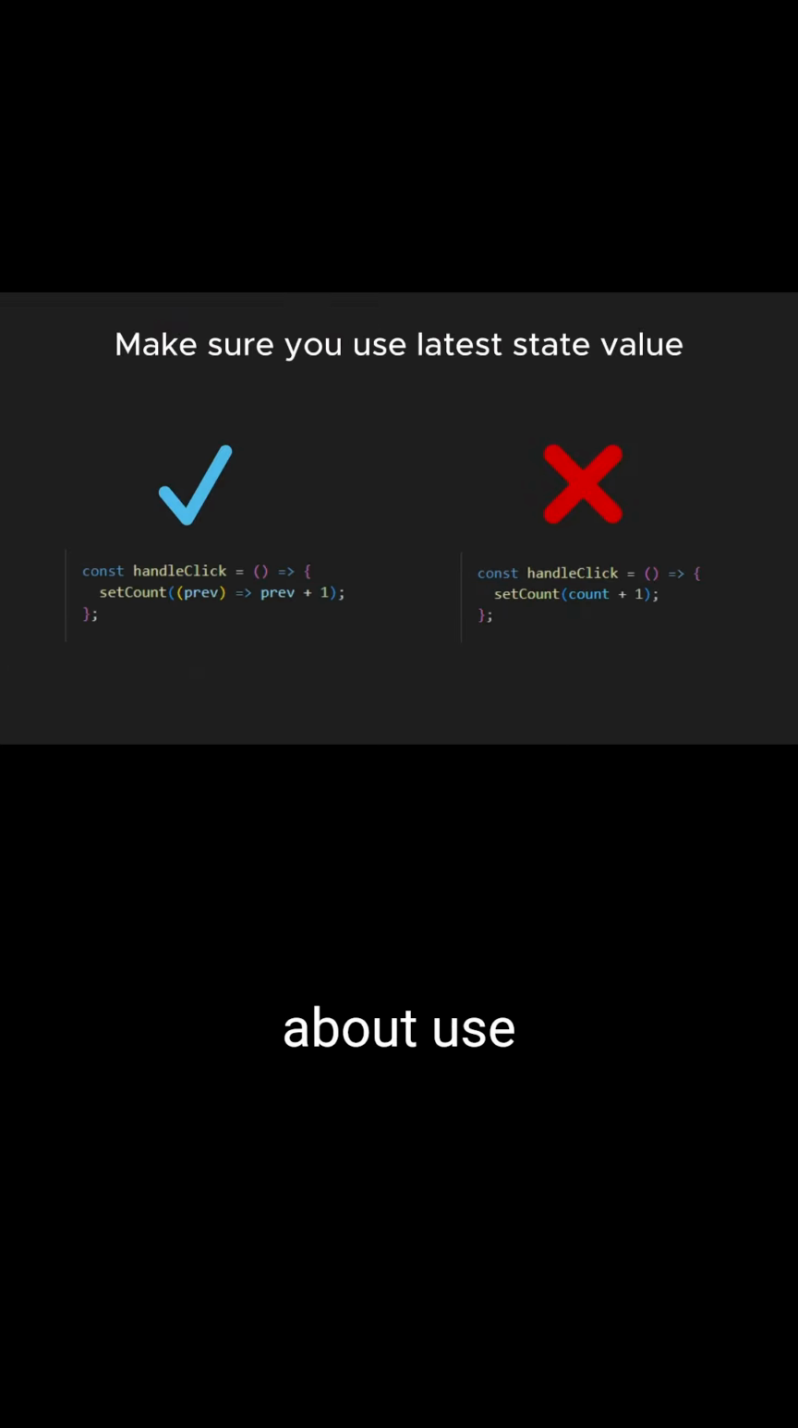And one last thing about useState. If you want to make sure that you use the most recent value of your state, use the callback function with previous state value in params. This matters when React batches updates. It ensures we work with the most current state, avoiding errors.